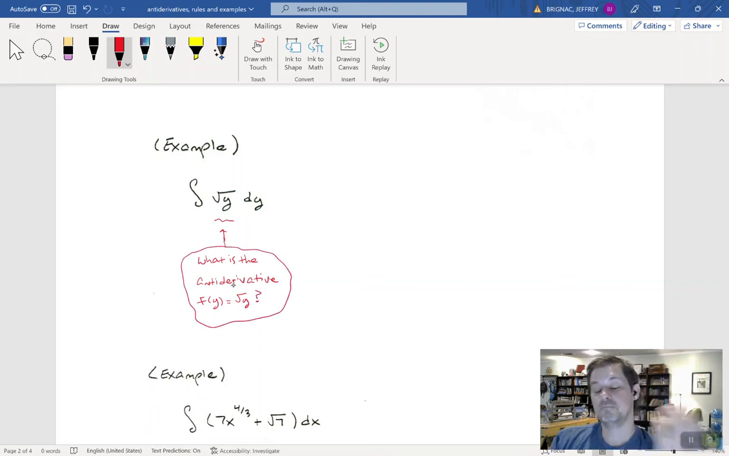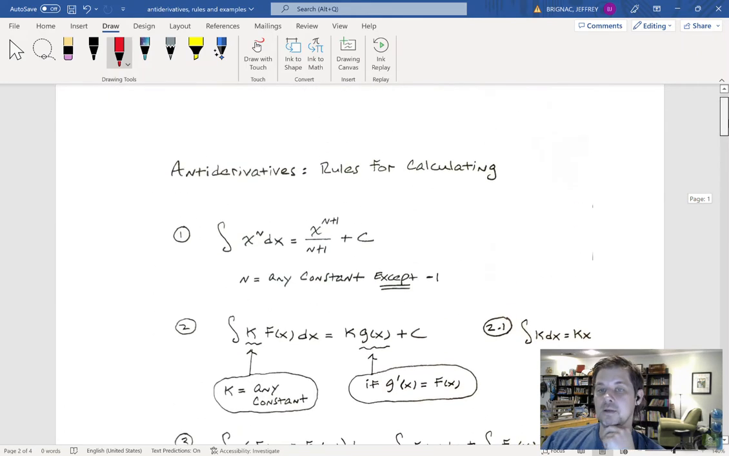Now, maybe you could figure this out without any rules at all. You know, some people can do that. Depends on how good you are at math. Most people need rules. Okay, so let's talk about what the rules are.